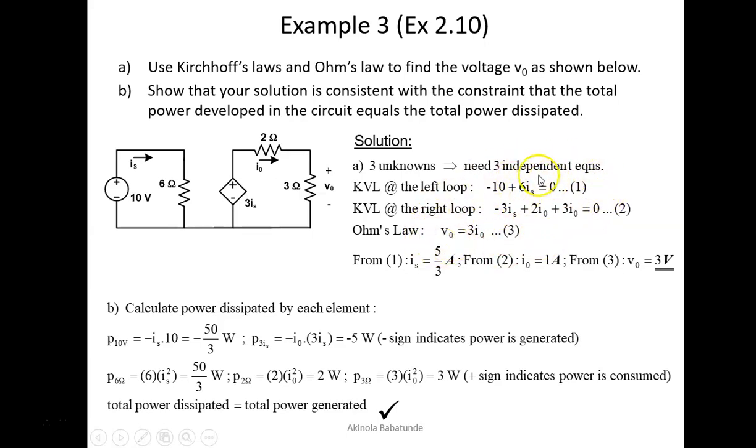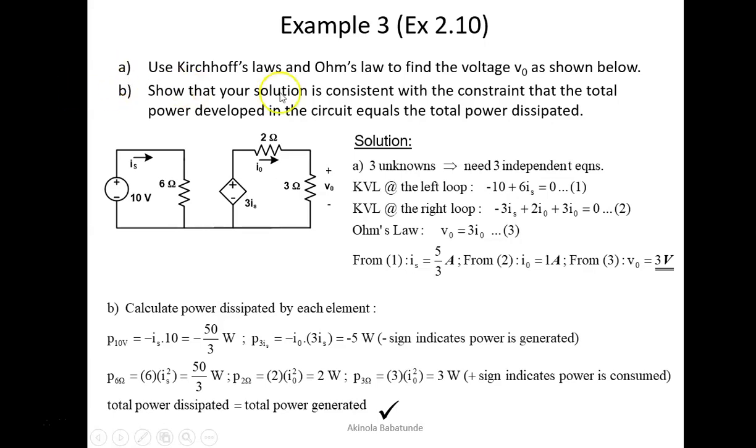If we solve these 3 equations simultaneously, we would obtain Is equal to 5 over 3. From equation 1 alone, Is will be equal to 5 over 3 if we make Is the subject of the expression. So Is becomes 5 over 3 amperes. From equation 2, we find that I0 is equal to 1 ampere, because this becomes 2I0 plus 3I0, which is 5I0. We know Is to be 5 over 3. If you put that in here and make I0 the subject of equation 2, you obtain I0 equal to 1 ampere. From equation 3, since we know I0 already, V0 will be equal to 3 volts. We just multiply 3 by the value of I0, which is 1 ampere, and that gives us 3 volts.